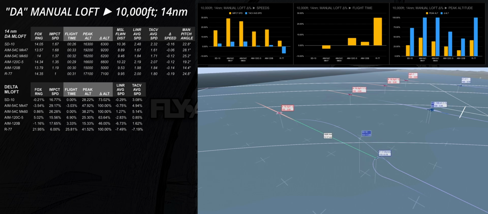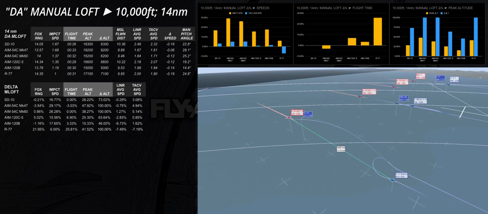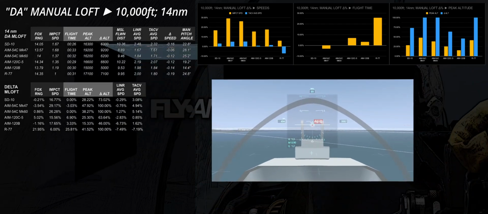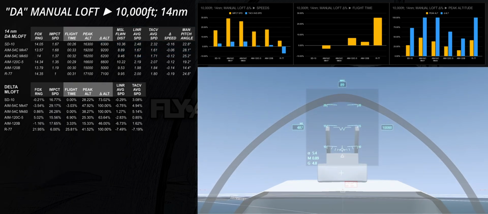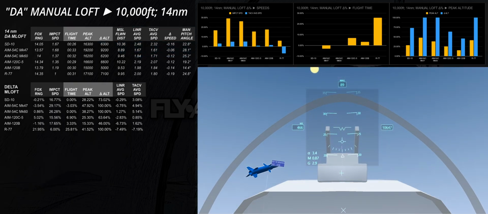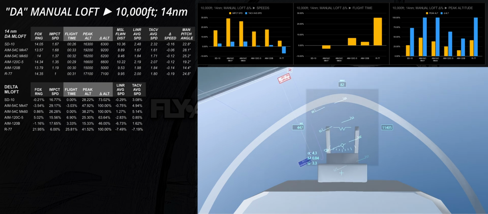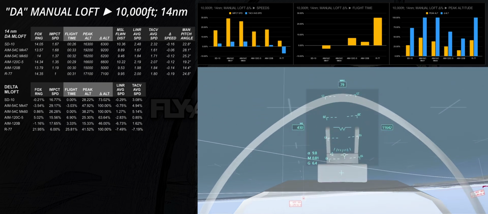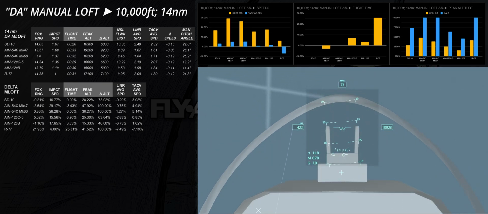The AIM-54 gains massively by manual loft at these ranges. The rocket motors burn for ages, and the additional pitch allows them to somewhat mimic their longer range envelope. Moreover, when launched in pulse mode, the Phoenix is active off the rail, and no additional support is required. SD-10 and the AIM-120 gain around 15% greater impact speed.